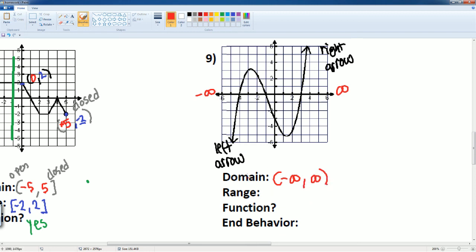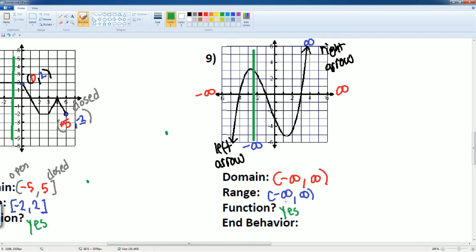Then the range, same thing because it is an arrow pointing down. It goes all the way from -infinity all the way to +infinity. These are parentheses because it's open. It is a function because if we draw a line straight down, it only passes through one point.